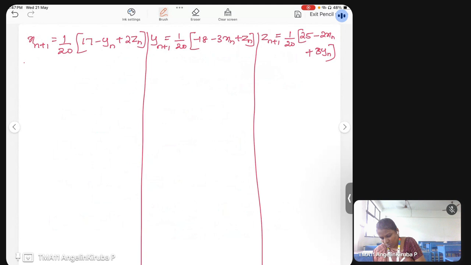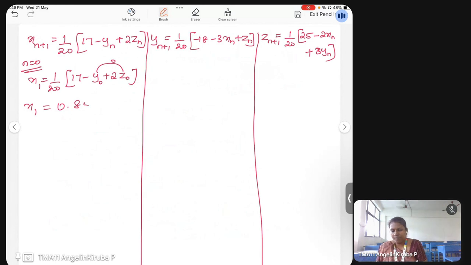Put n is equal to 0 first. So if you put n is equal to 0, x1 is equal to 1 by 20 into 17 minus y0 plus 2 times of z0. These two are the initial values, so that is equal to 0. So 17 divided by 20, our x1 will be equal to 0.8500. Two decimal places, two or three, you may mention. Otherwise we can keep it as 4 decimal places, or round it to 2. So here we'll take 4 itself, no problem.